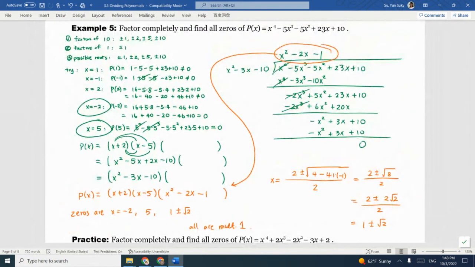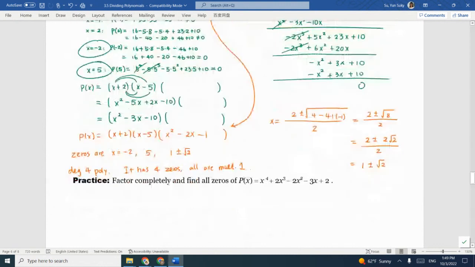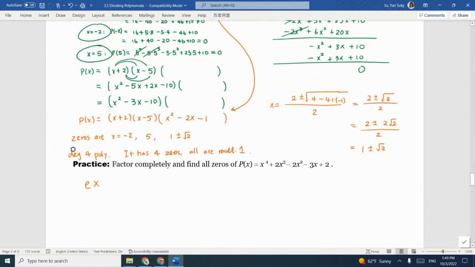Okay. So this is degree 4 polynomial. So if we have degree 3 polynomial, we use the rational zero theorem to find one root. Then we can use synthetic division or long division to find the remaining quadratic factor. And then degree 4 polynomial, we will use the rational zero theorem to find how many roots? 2. Then we can use the long division to find the remaining quadratic factors. Okay. All right. So this practice, I will leave it as an exercise.